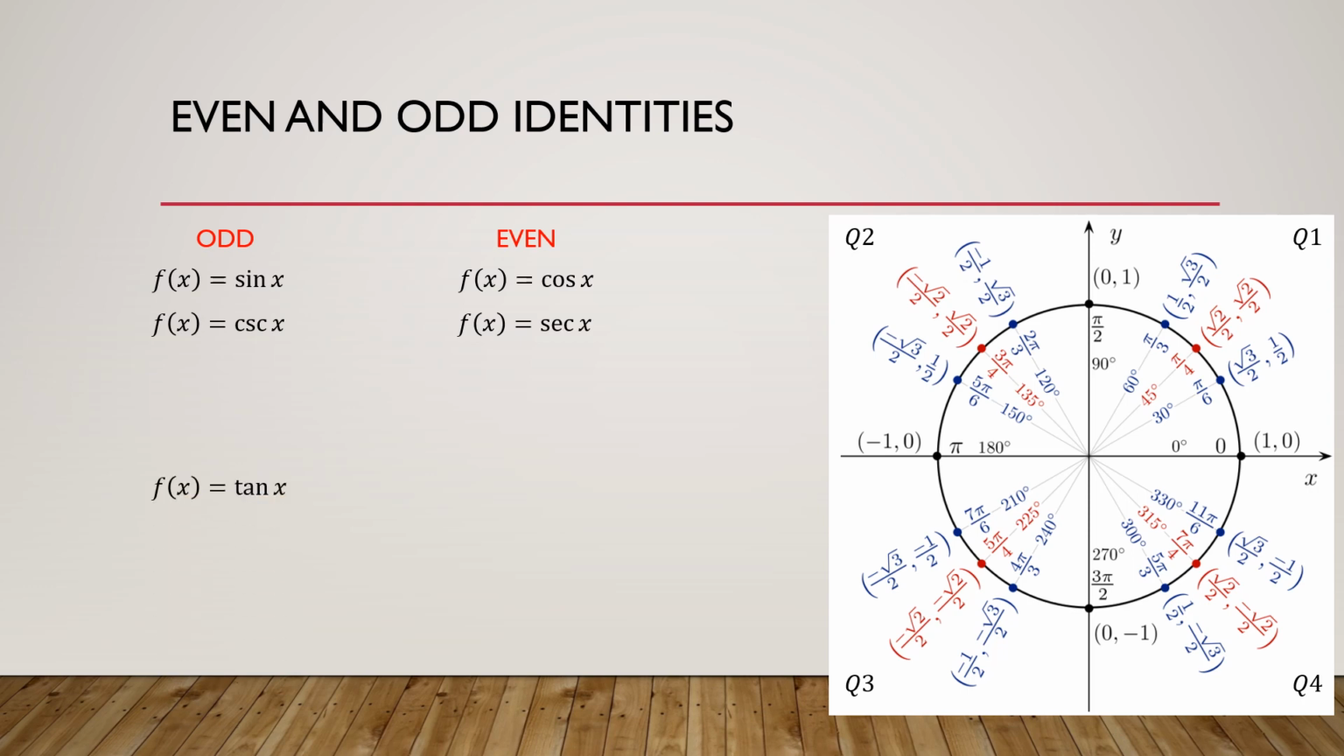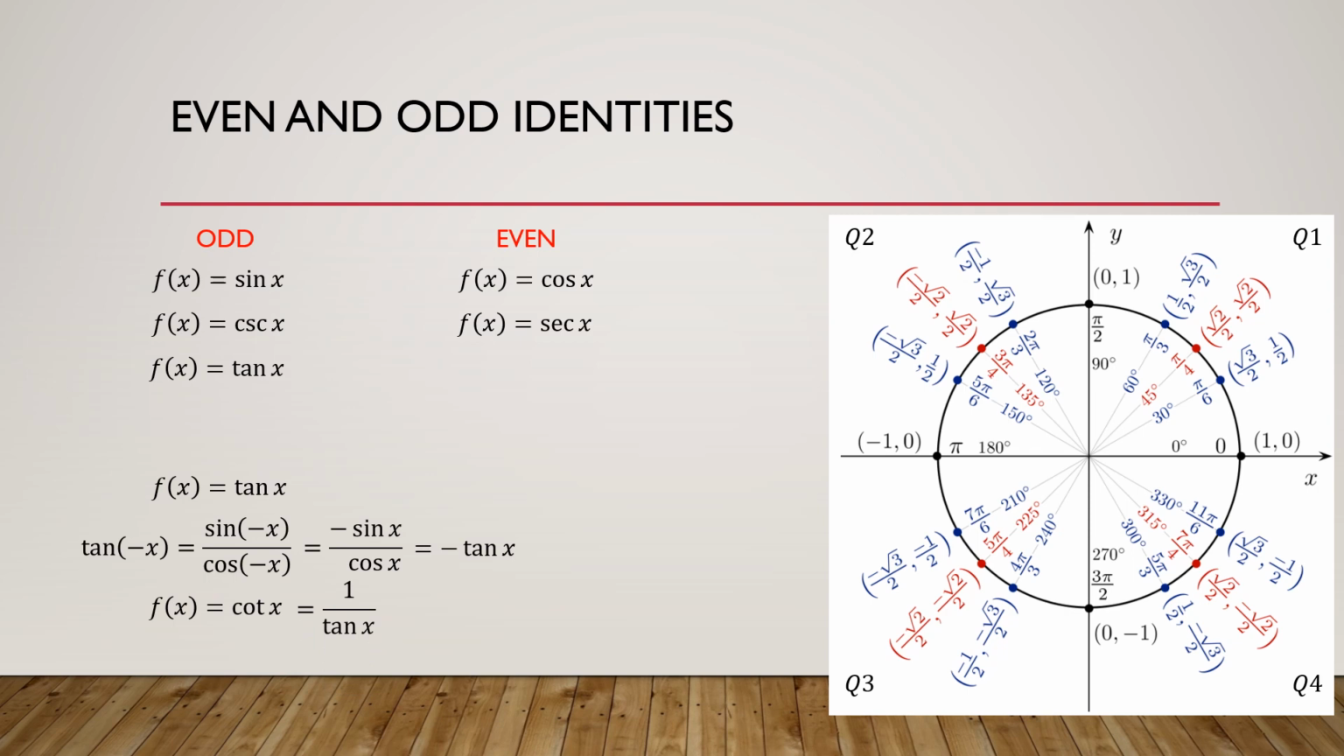For tangent, we consider that tangent negative x equals sine negative x over cosine negative x. Sine negative x equals negative sine x, and cosine negative x equals cosine x. Therefore, tangent negative x equals negative tangent x. Therefore, this is an odd function. Since cotangent is 1 over tangent, the same is true for this function as well.